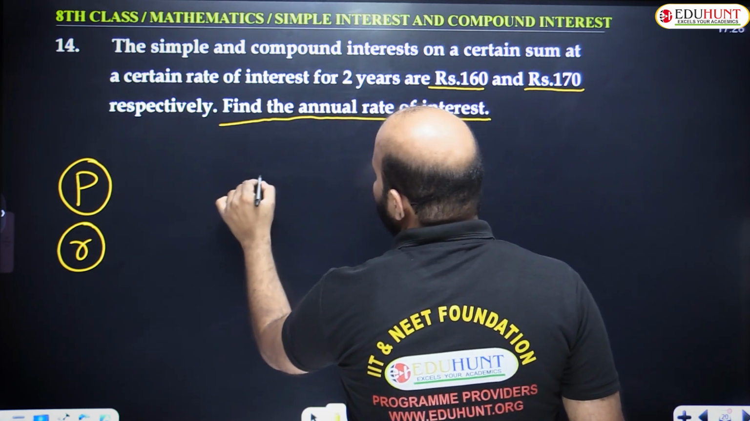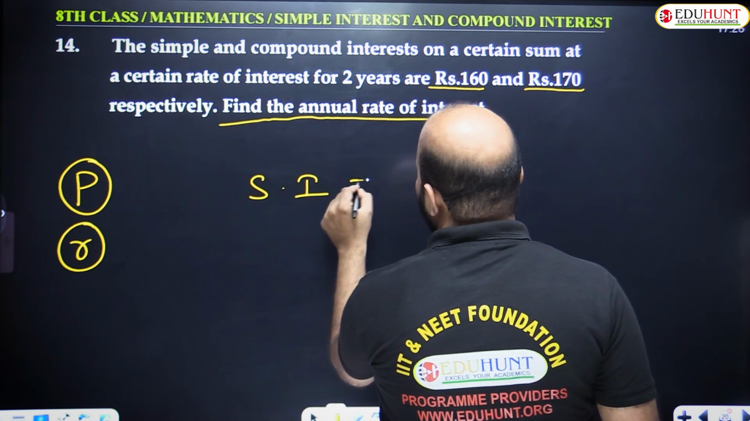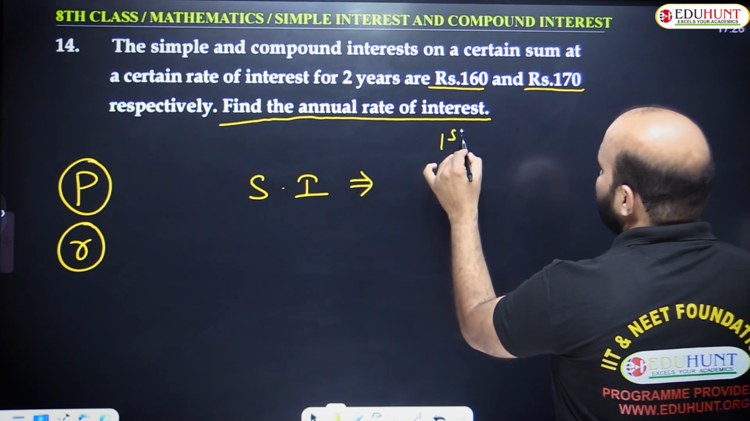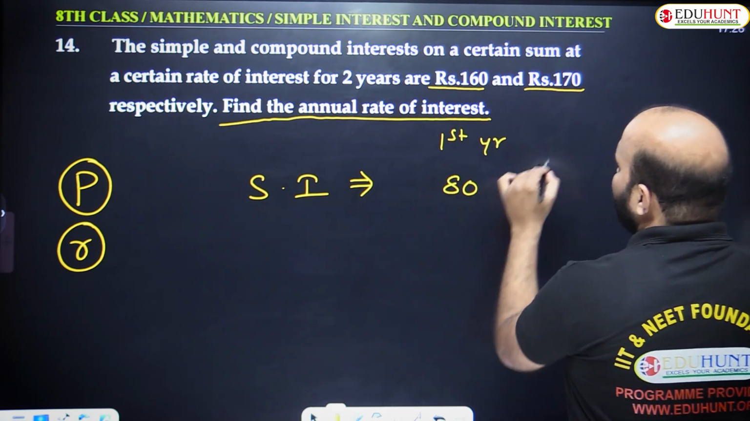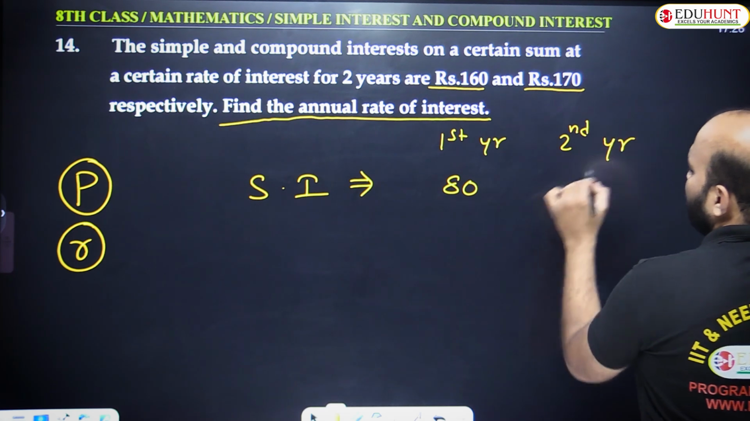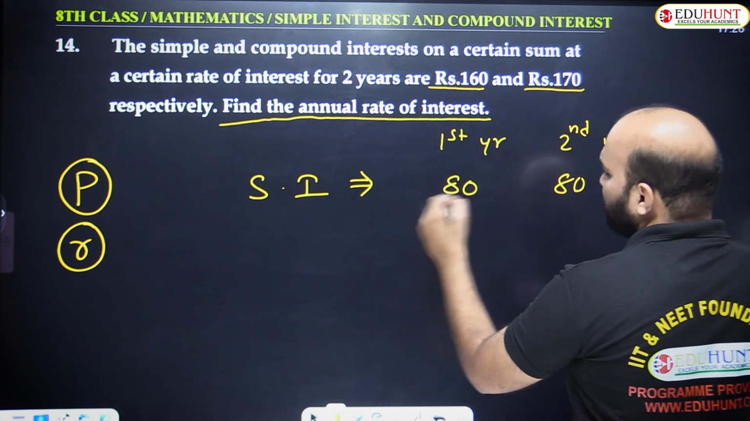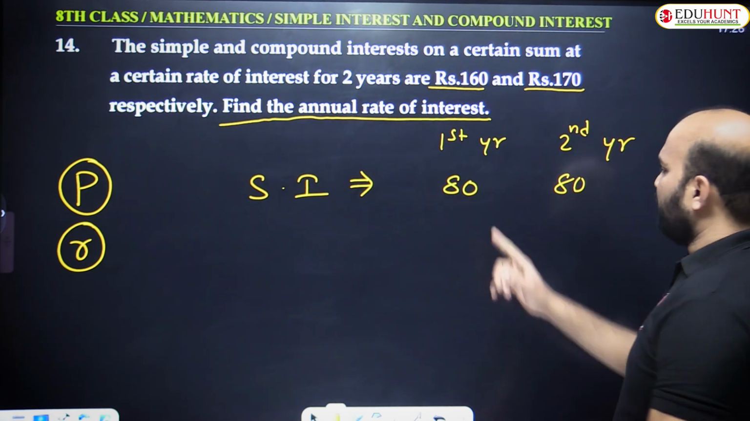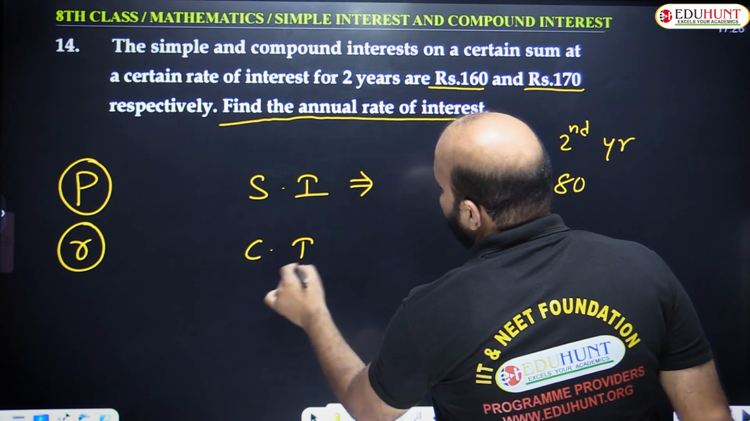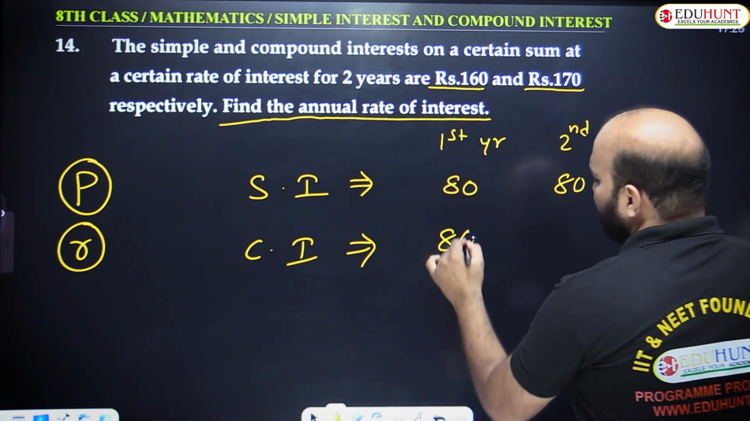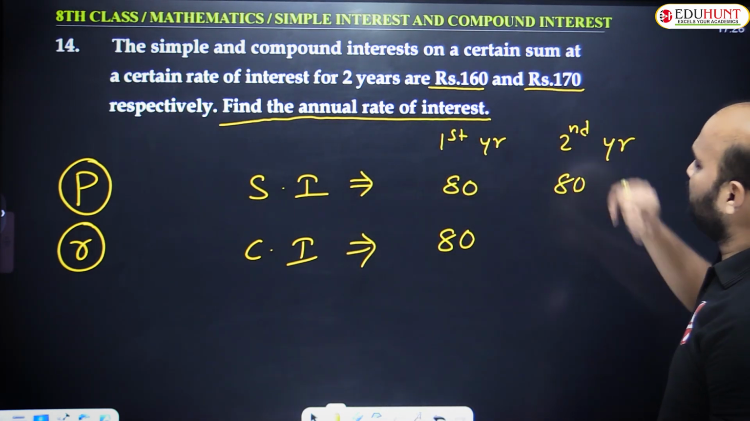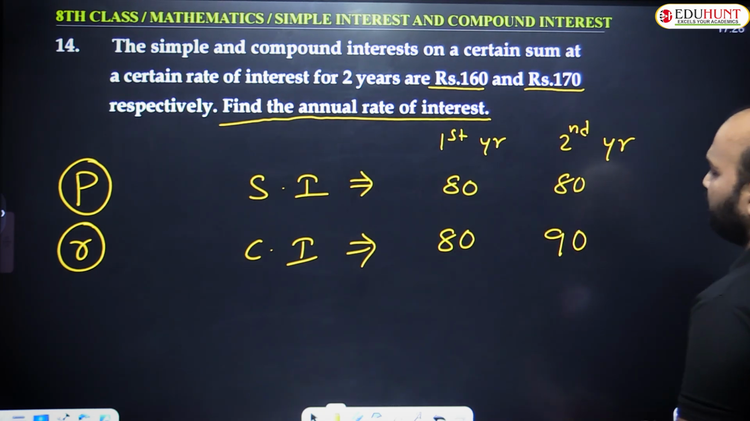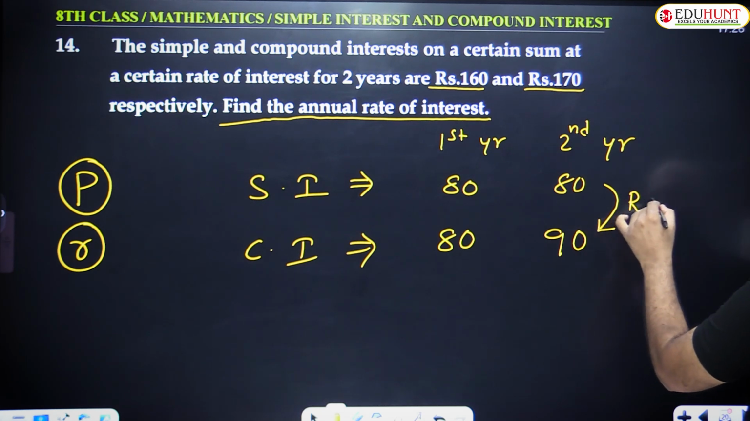So what is the definition of simple interest? Simple interest means every year interest is equal. Total 2 years interest how much given? 160. That means first year how much are we getting? First year interest 80, and second year interest also 80, because every year we get equal interest, that is called simple interest. Total 160 given for 2 years interest, every year getting 80 rupees, 80 plus 80, 160. According to compound interest, the very first year simple and compound are equal, nothing but 80, 80 equal. So how much is left? 90. That is the second year compound interest.